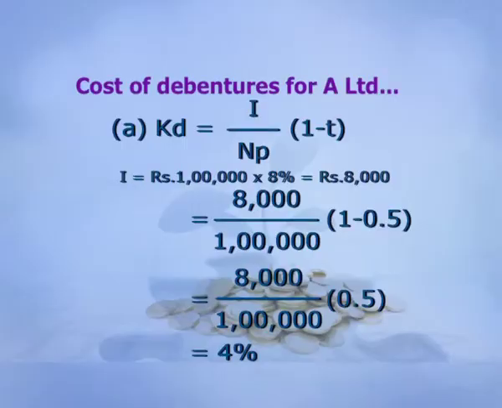In all cases, we have to compute the after-tax cost of debt, as the firm saves on account of tax by using debt as a source of finance. Cost of debentures for A Limited: KD can be written as I upon NP multiplied by (1 minus T), which is equal to 8,000 divided by 1 lakh multiplied by (1 minus 0.5), which is further equal to 8,000 divided by 1 lakh multiplied by 0.5, and the answer is 4%.